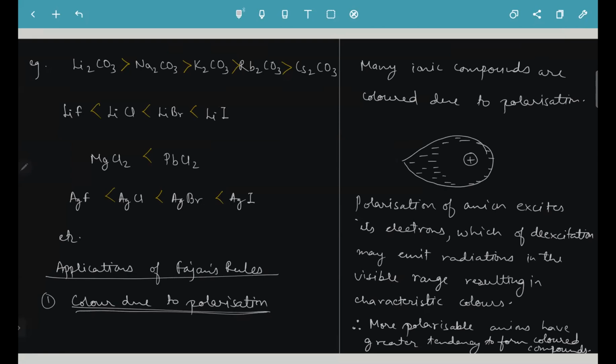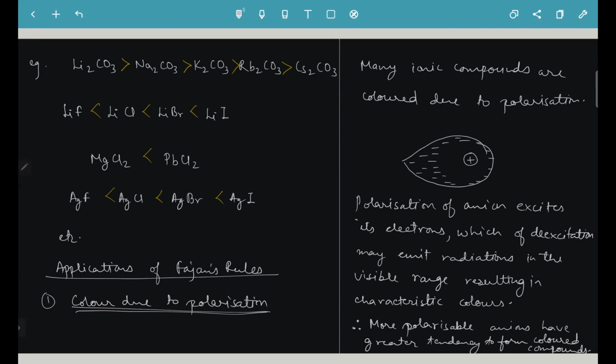Extent of polarization is more generally in the larger anions. It is found that many iodides of mainly the P block and D block metal ions are colored, whereas iodides of S block metal ions are not colored, because S block metal ions do not result in significant polarization. It is the P block and D block metal ions that result in a significant polarization. So many iodides of the P block and D block metal ions show characteristic colors, but the corresponding chlorides do not show characteristic colors. Bromides may or may not be colored.